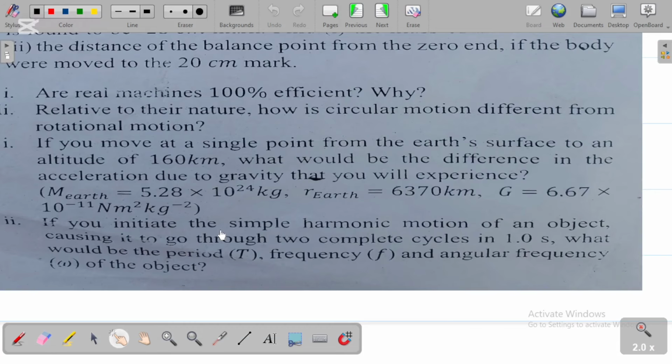Alright, so what's the next parameter given? We are given that the radius of the Earth, rth, is equal to 6370 kilometers.